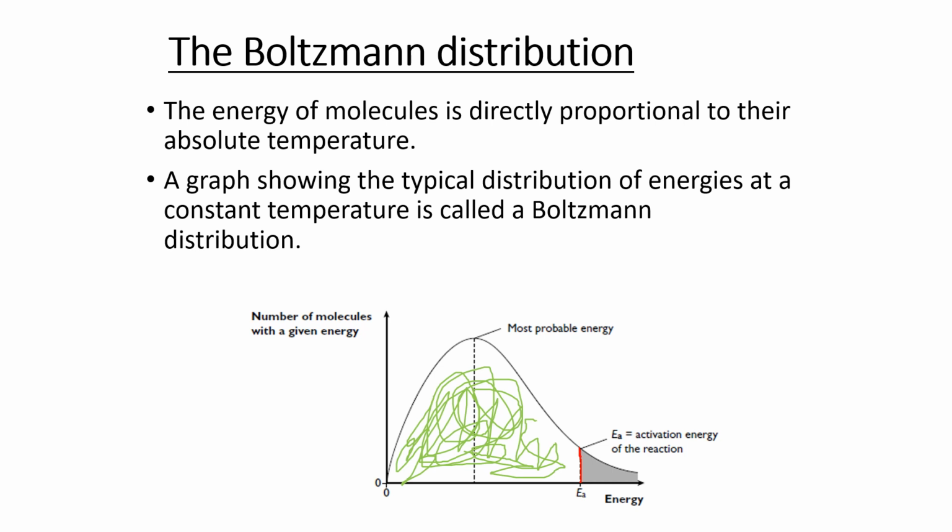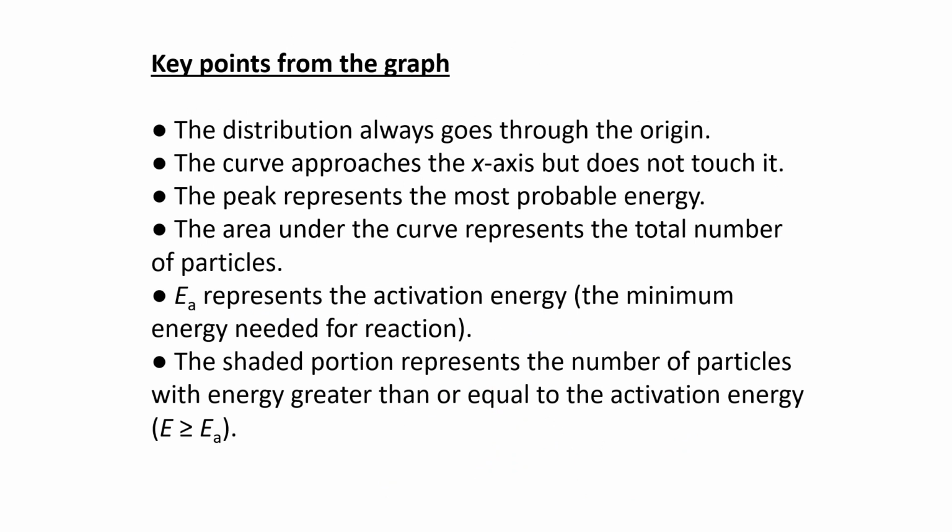So a couple of points about the Boltzmann distribution curve. We've just said most of them, but the distribution always goes through the origin. What that means is it always starts at 0, 0. When the curve comes back down, it always approaches the x-axis but never touches it. That's important if you're sketching it. Make sure it doesn't touch the x-axis. The peak represents the most probable energy, and the area under the curve represents the total number of particles. And EA, that vertical line, represents the activation energy, the minimum energy needed for the reaction. And then the shaded portion, the bit in grey, represents the number of particles with sufficient energy to react.